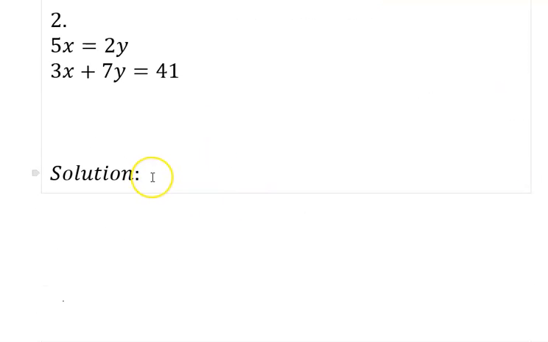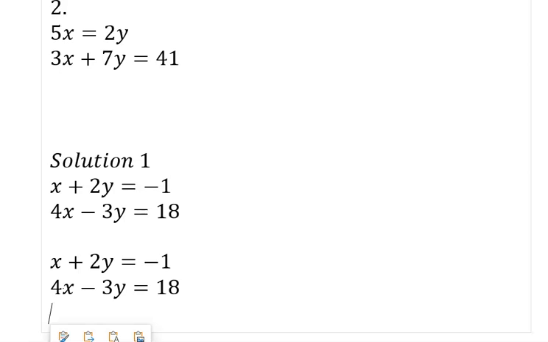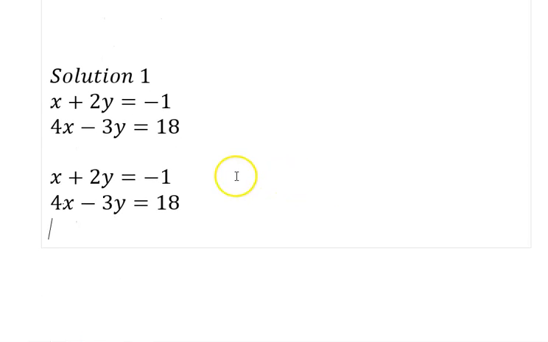Let's say solution 1. This is the question. So let's call this one equation 1, and let's call this equation 2.